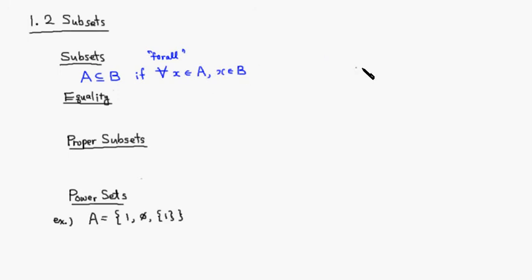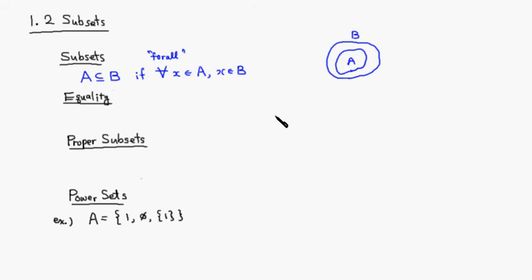So if you visualize a set, let's say you have a set B. So let's say this is your set B, right? And the set A is going to be sitting entirely inside B, right? So that's what the subset is.